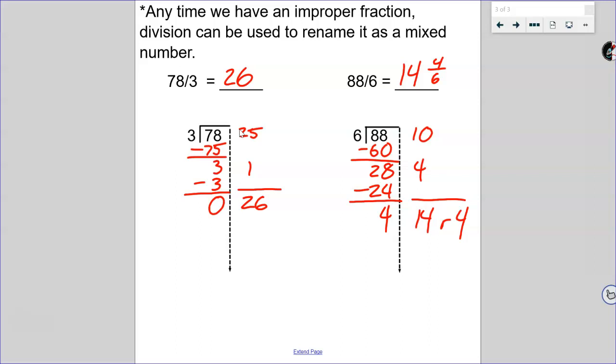So your work this week will be to practice using division to rename improper fractions as mixed numbers.